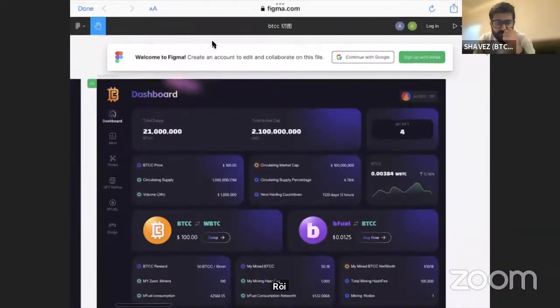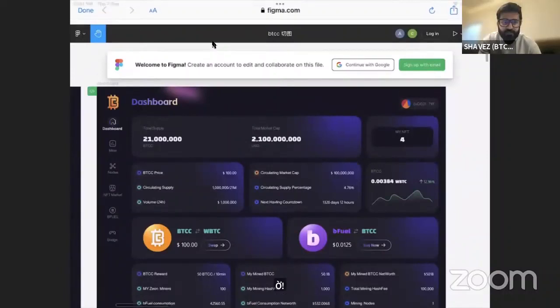Jennifer, 68% of the miner cost goes to the proof of reserve, that is Bitcoin proof of reserve.